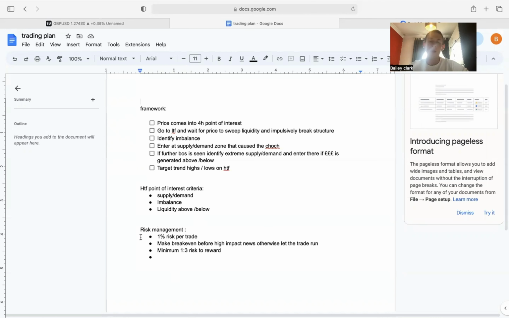The only time we're going to move to break even is before high impact news, where price may cause you to be slipped on any positions. So these are events like FOMC, NFP, CPI, things of that nature, which may cause price to slip past your stop loss, because that would cause you to lose more than 1% on any given trade. And like I said before, minimum 1 to 3 risk to reward. Otherwise, we're not interested in the trade.